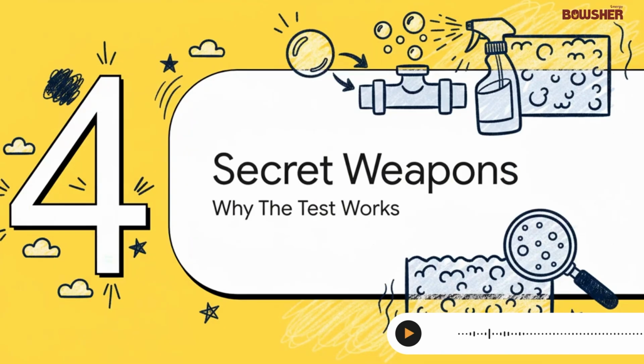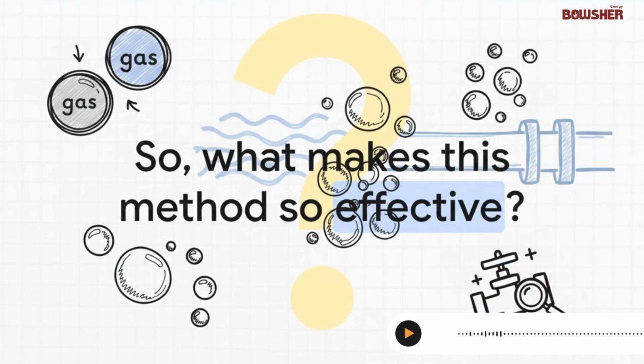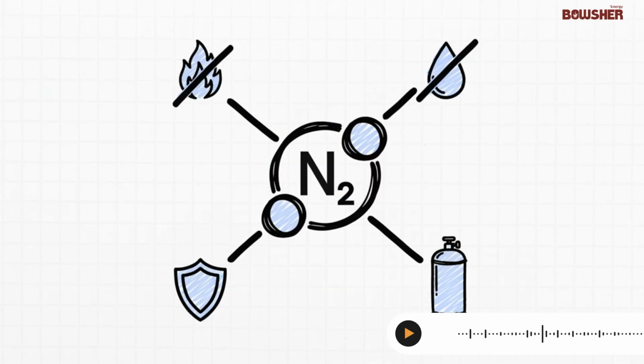Okay, so we've established that the test is simple and the results are crystal clear. But what makes it a go-to method in the industry? Let's look at the secret weapons that make this technique so powerful. This really is the key question. Why does this low-tech approach beat out more complicated methods in so many situations? Well, the answer really lies in its two main components, the gas it uses and the natural advantages of the method itself. So first, let's talk about nitrogen.